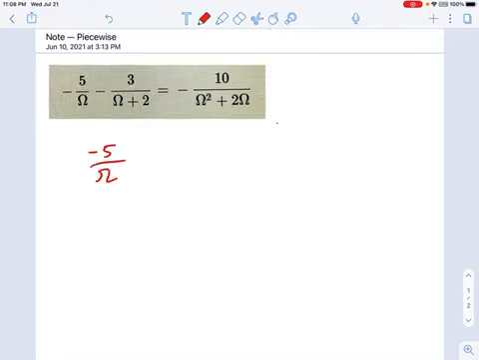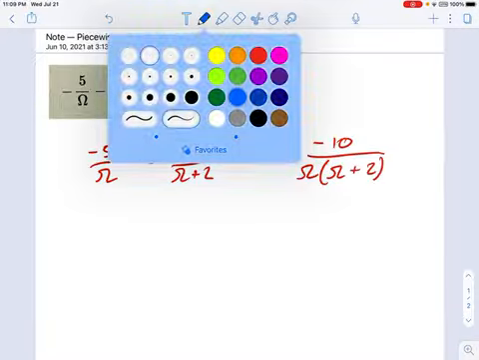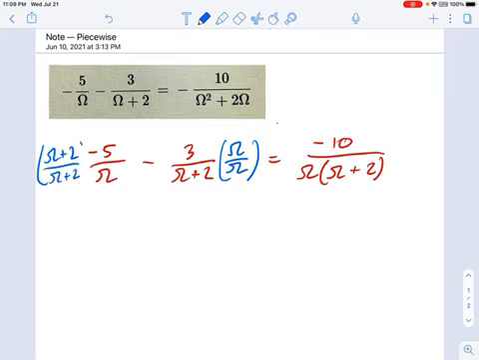Negative 5 over omega minus 3 over omega plus 2 equals negative 10 over, and now let's factor this term, because I see a GCF of omega. And once you factor out that GCF, we have omega plus 2. And now it's pretty easy to see what our crazy ones should be, right? This needs to be an omega over omega. Over here, we need an omega plus 2 over omega plus 2.